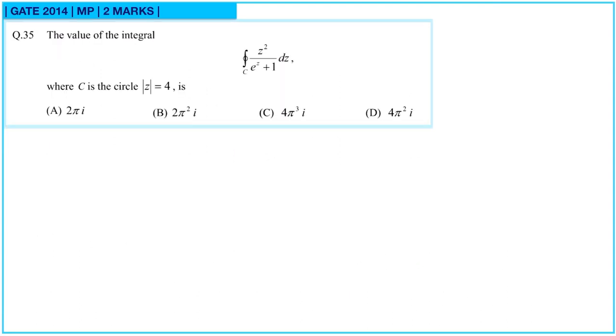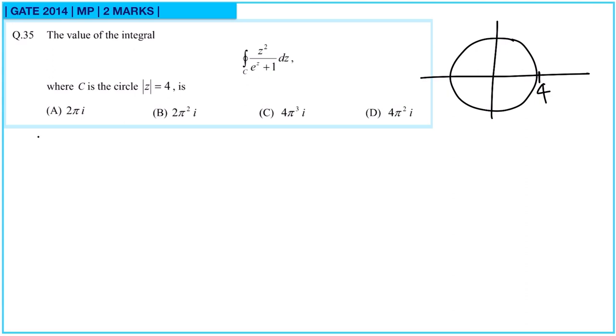Next, the value of integral z square upon e raised to z plus 1 dz, where C is the circle |z| is equal to 4. So it is a circle at origin with radius equal to 4, and this is the function. Now let us find out singular points.